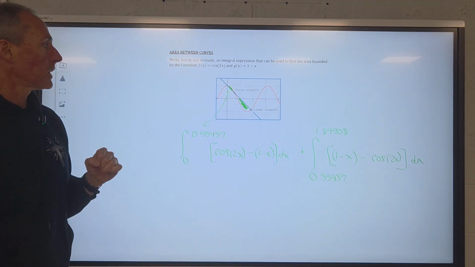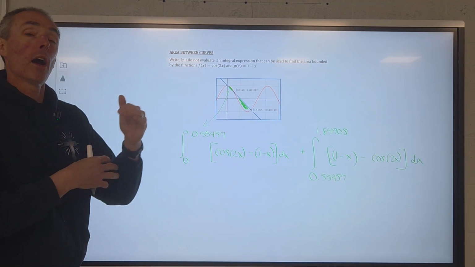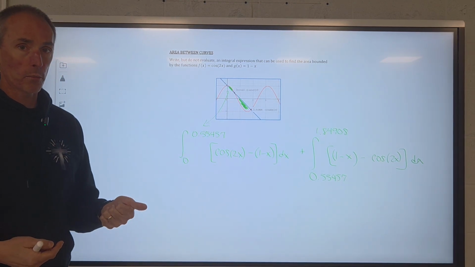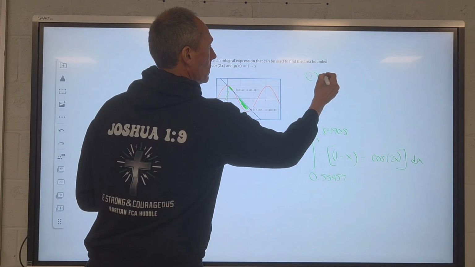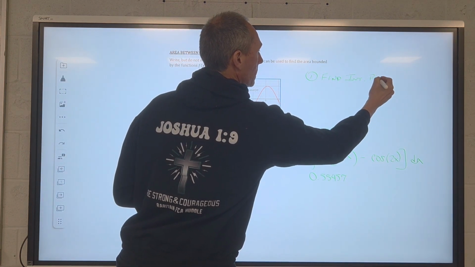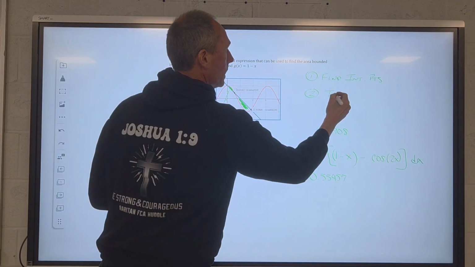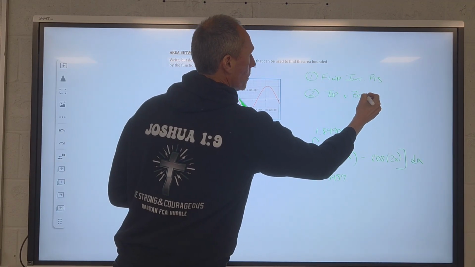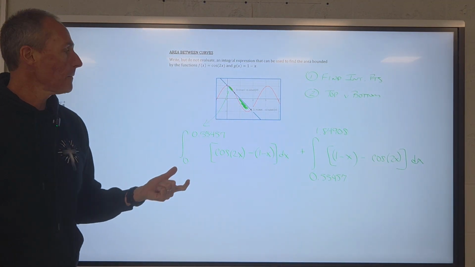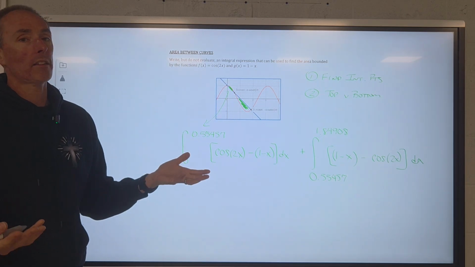One quick note just to finish up. Let's suppose that you did not have a calculator and you needed to figure out which curve was on top and which one was on the bottom. First, find the intersection points. Then to find top versus bottom, my recommendation would be to just pick a number in between the intersection points and substitute it into each equation. Whichever one has the higher y value has to be the top curve.